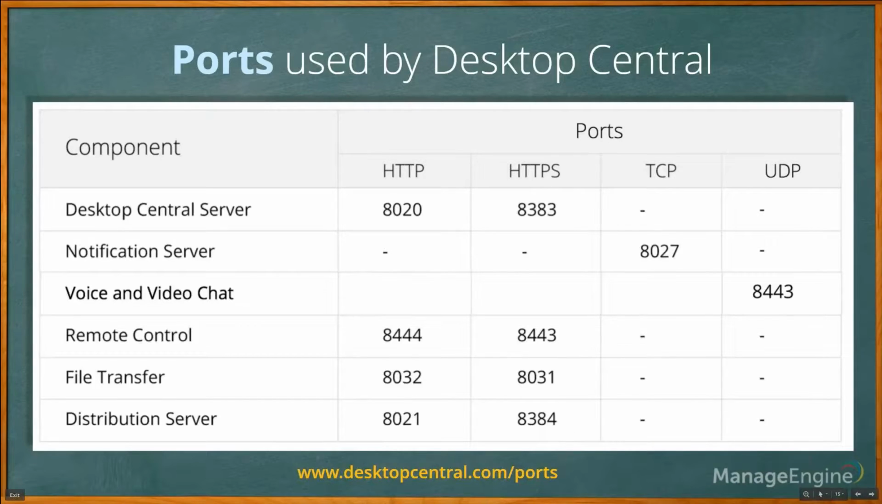And in fact, there are other ports as well, as you see for remote control, file transfer, and video and voice chat. They have their respective ports, like video and voice chat will use 8443 UDP port, and remote control will use 8444 and 8443 in HTTPS. There are other ports as well that are used by Desktop Central. In case you would like to know the detailed ports used by Desktop Central, you can always view them at the link shown at the bottom of the screen. You can go to that link and you will have the details of ports that are used by Desktop Central.